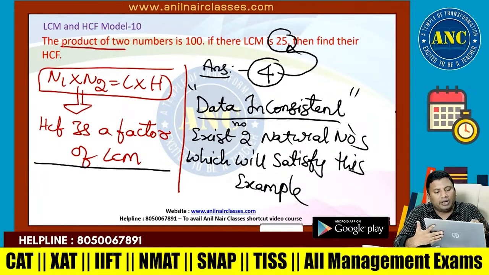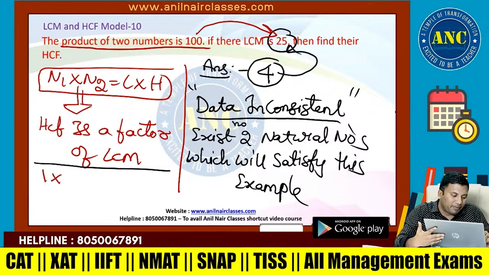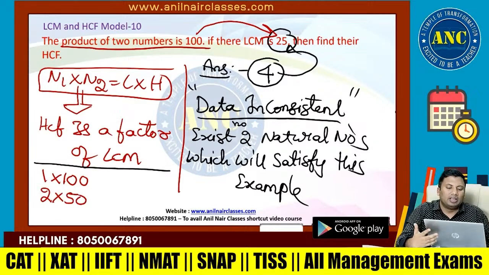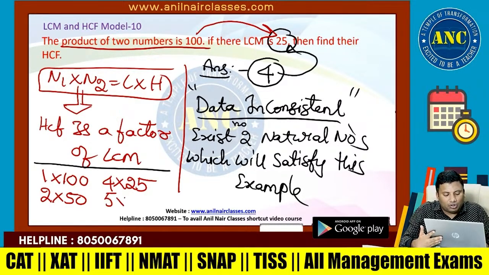There cannot be two natural numbers whose product is 100 and LCM 25. If I take 1 into 100, LCM cannot be 25. 2 into 50, LCM cannot be 25. 4 into 25, it cannot be 25. 5 into 20, it cannot be 25. 10 into 10, it cannot be 25.